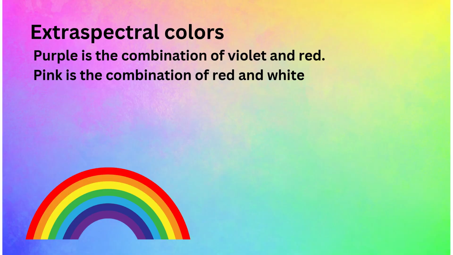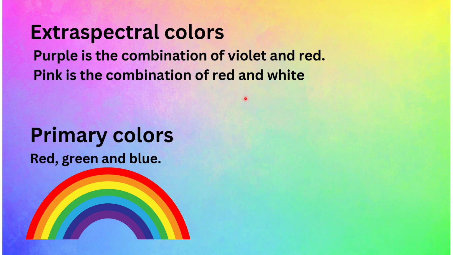Extra spectral colors are the colors other than those present in the visible spectrum. These colors are formed by the combination of two or more spectral colors. For example, purple color is a combination of violet and red. Pink is a combination of red and white.